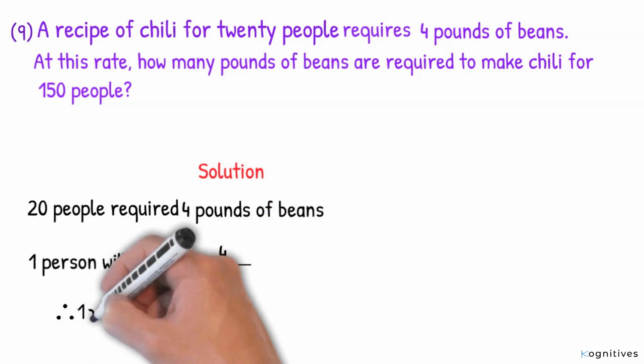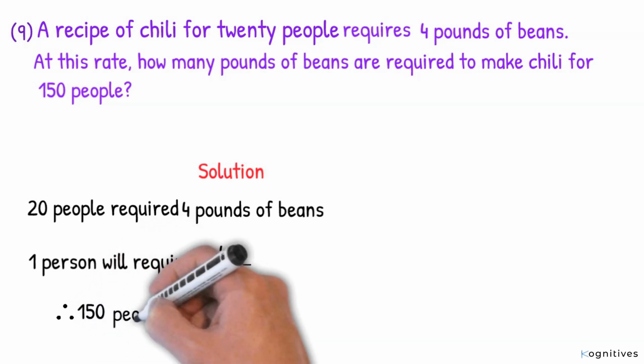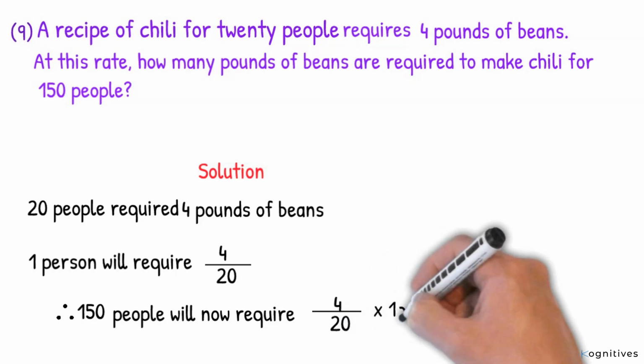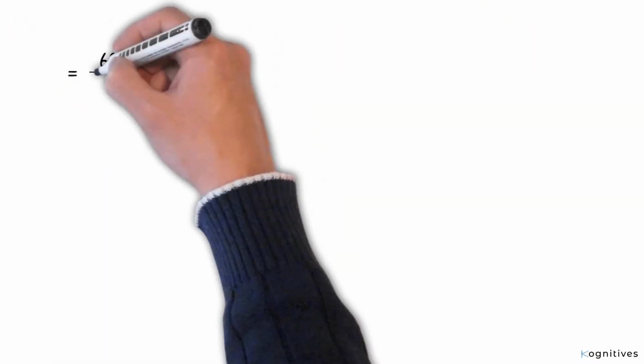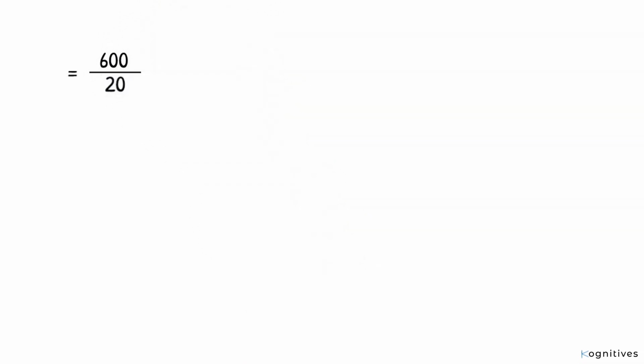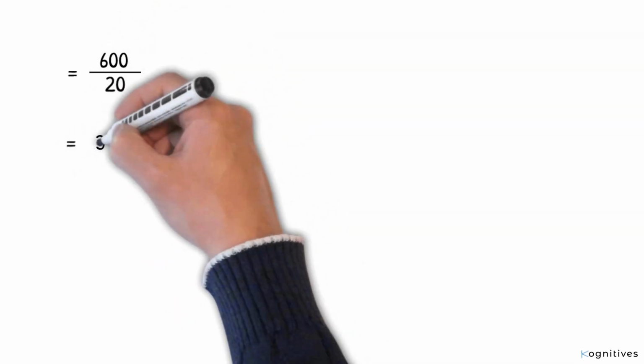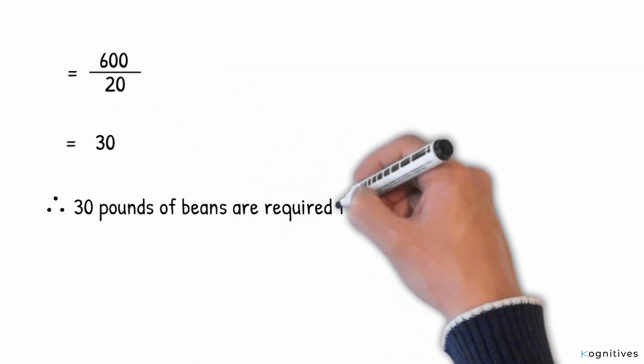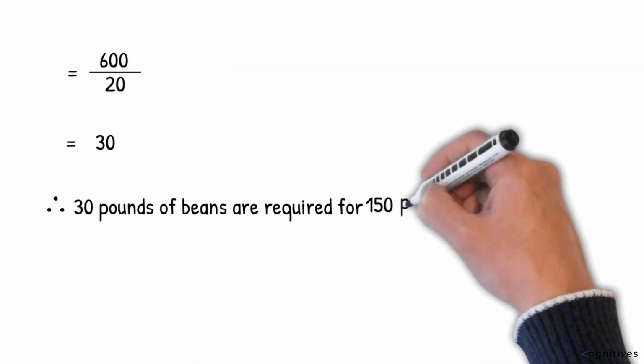Therefore, 150 people will now require 4/20 times 150. Now, 4 times 150 gives me 600, then over 20. When I do my division, I'm going to get 30. Therefore, 30 pounds of beans are required for 150 people.